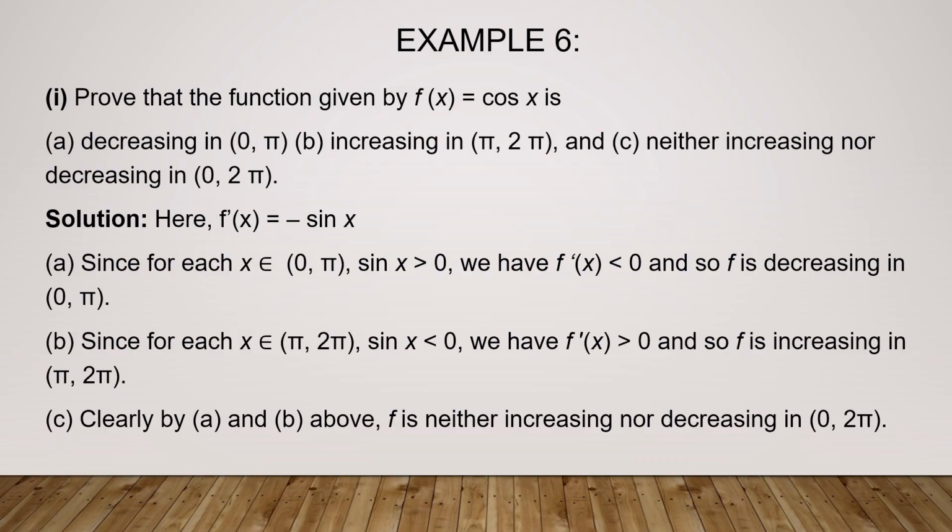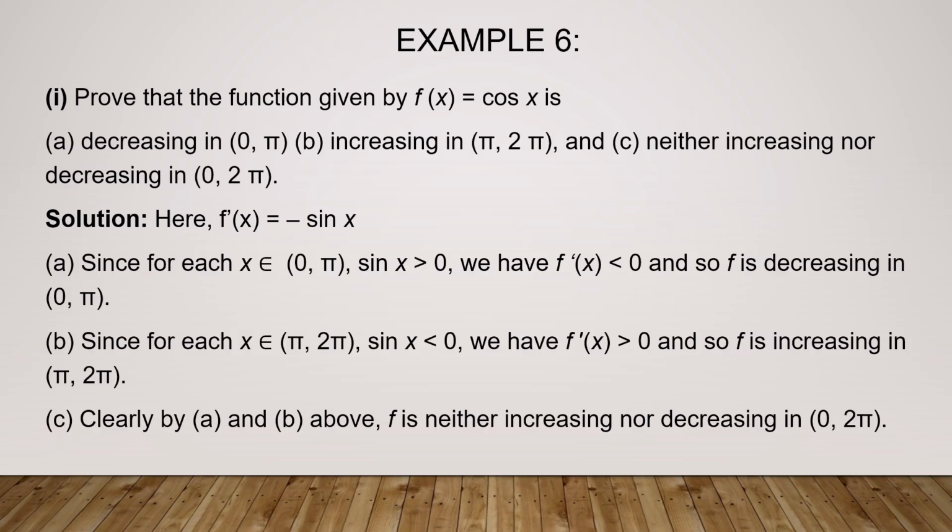So 0 to pi means first and second quadrant. So in both the quadrants, sine will be greater than 0. So since sin is greater than 0, f dash of x, which is minus of sin x, will be less than 0. We have seen a result previously that for all x in the given interval, if f dash of x is less than 0, then the function is decreasing.